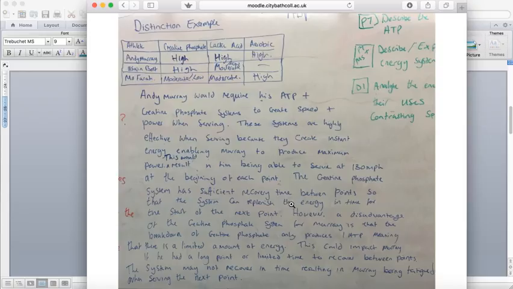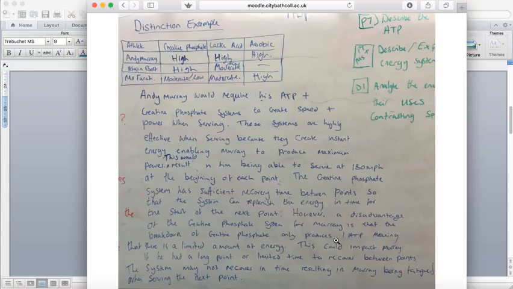Then I've put, however, a disadvantage. So I've talked about the advantages of the system in relation to Murray, but I've also talked about a disadvantage. However, the disadvantage of the phosphocreatine system for Murray is that the breakdown of creatine phosphate only produces 1 ATP, which means that there's a limited amount of energy.